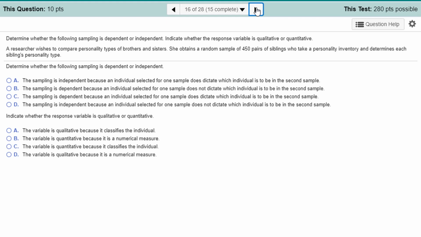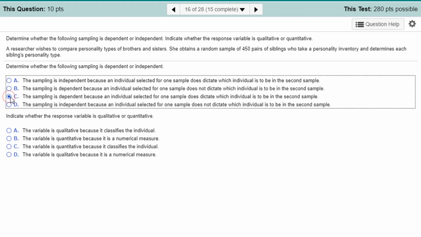Which of the following sampling is dependent or independent? Okay, so a researcher wishes to compare personality types of brothers and sisters. Well, right away I can tell you, siblings are going to be dependent because the personality type of one sibling is probably going to have something to do with the personality of the other. So because they're related, that's dependency right away. Sampling is dependent because an individual selected for one sample does dictate which individual is in the second because they're siblings. The people in one sample aren't unrelated to the people in the other. You pair them up one by one.